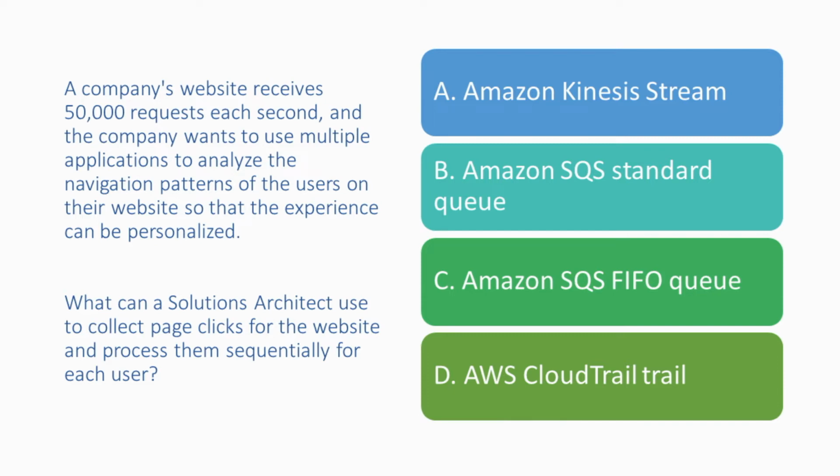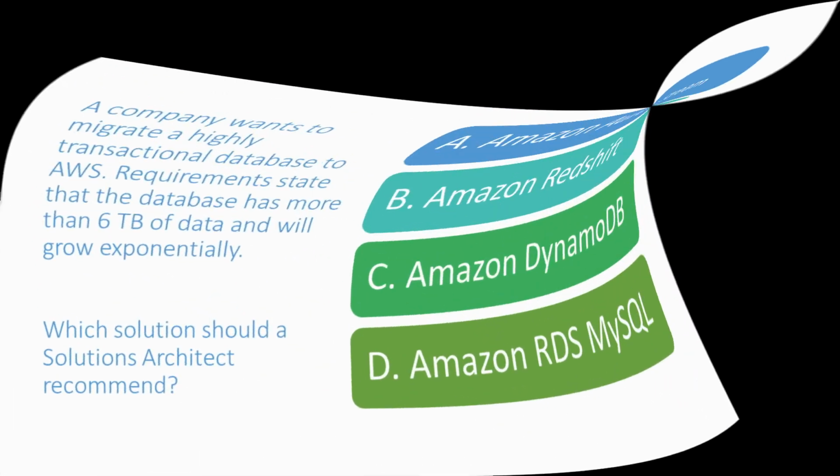Correct answer for this question is option A, Amazon Kinesis Stream. Because whenever we need to collect page clicks for a website and process them sequentially, then Amazon Kinesis Stream service is the best option to use. Let's talk about next questions.